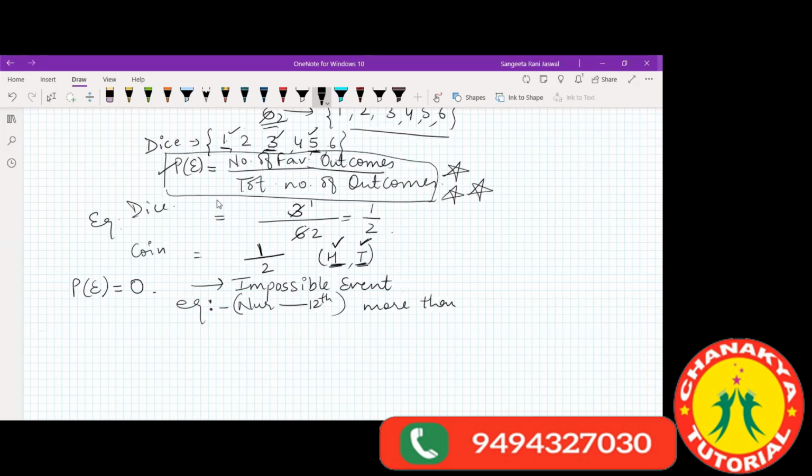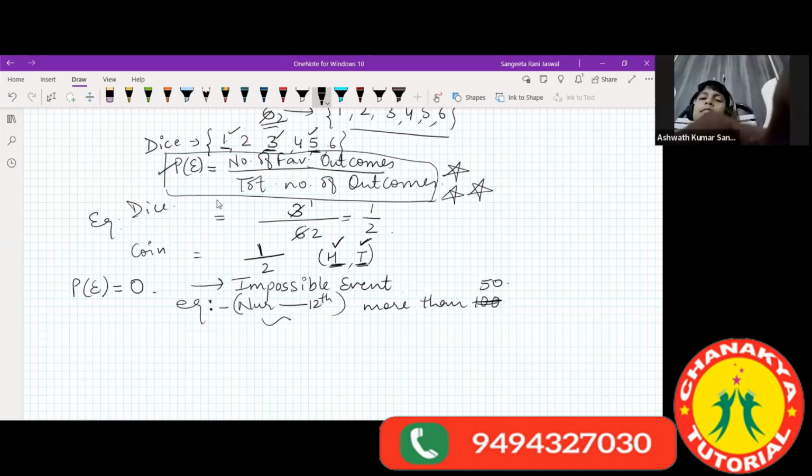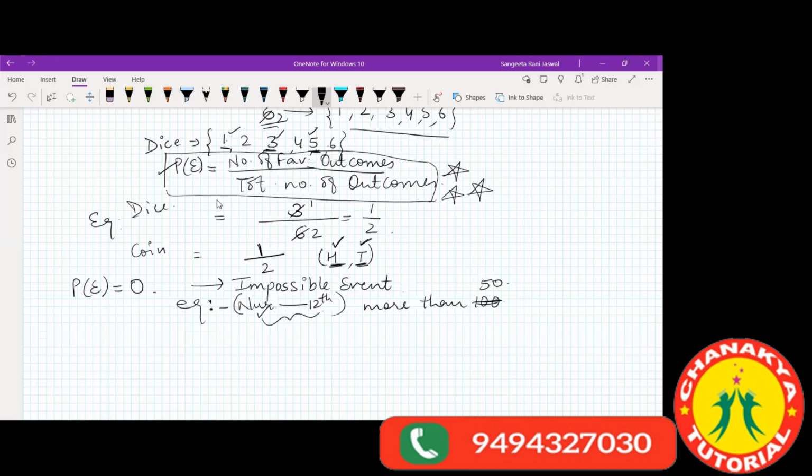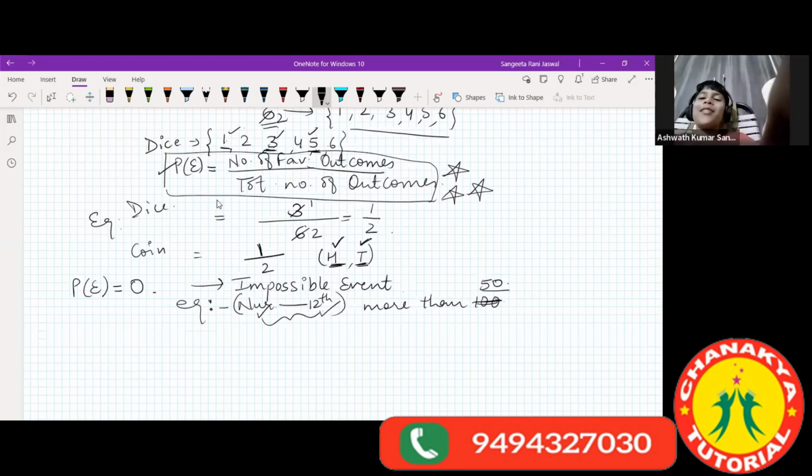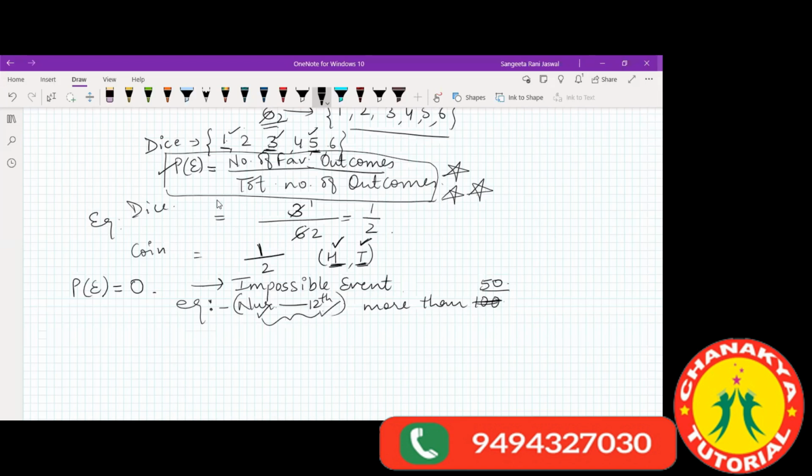Ma'am, more than 100? Okay, take more than 50. 100 is very old. Okay, let's take 50. The age of every child should be more than 50. So is it possible that even if I take a class nursery child or I take a class 12th child, their age is more than 50 or 100? Yes or no? No, ma'am. No way.